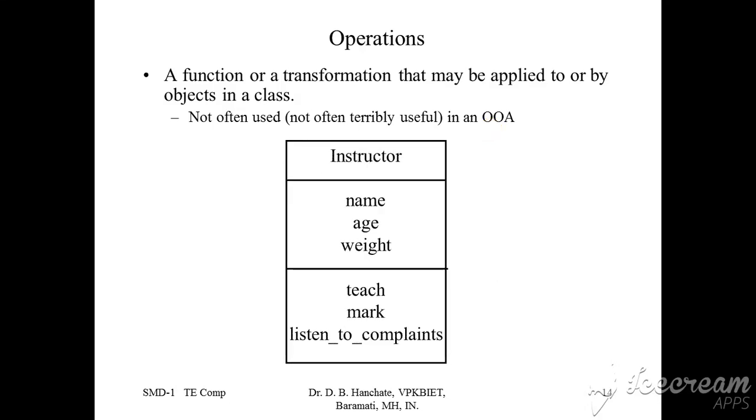This is actually the diagram that has to be made when you want to draw the diagram of any object in object analysis. So we have the instructor as the class, and then we have the attributes name, age and weight, and then the responsibilities and collaborations that have to be made by the classes. Here the instructor has to teach the students, give marks to the students, and listen to the complaints of the students. This is actually the operations that have to be defined.